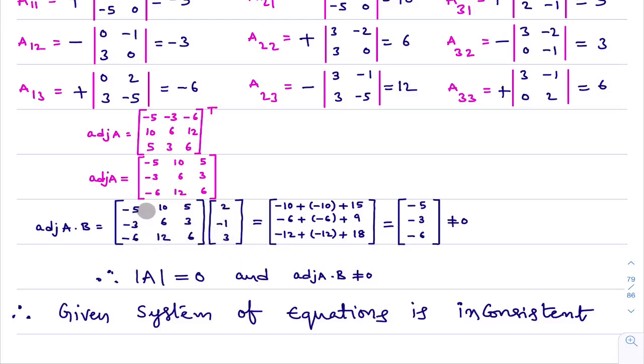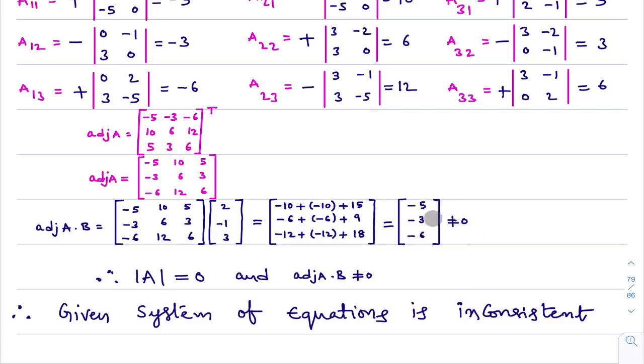First row, first column. Multiply -10 plus of -10 plus 5 3s are 15. Okay. Second row, first column, -6 plus 6 into -1 is -6 plus 3 into 3 is 9. Third row, first column, -6 into 2, -12 plus 12 into -1, -12 plus 6 into 3, 18. You simplify this further. You got a matrix like this. When I calculate adjoint A into B, I'll get a matrix. Is this matrix a 0 matrix? If all elements of the matrix are 0, then we call it as a 0 matrix. This is not 0 matrix.